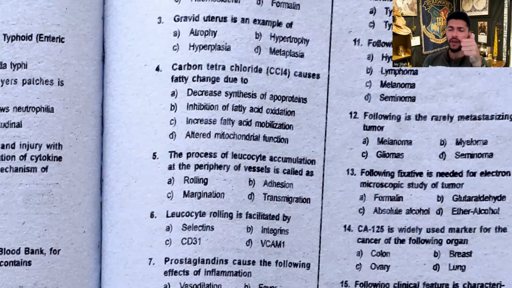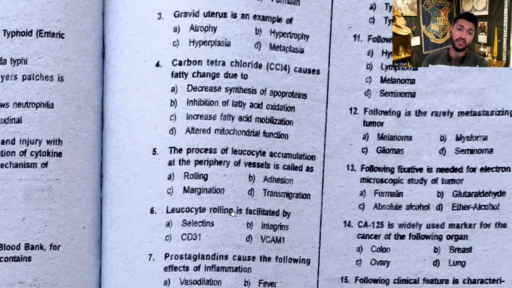So what is it? Margination, rolling, adhesion, diapedesis or transmigration, chemotaxis, phagocytosis. The process of leukocyte accumulation at the periphery is known as margination. Through selectins, which is on and off attachment, is rolling. Definitive attachment is via integrins, which is adhesion. Transmigration is also known as diapedesis.